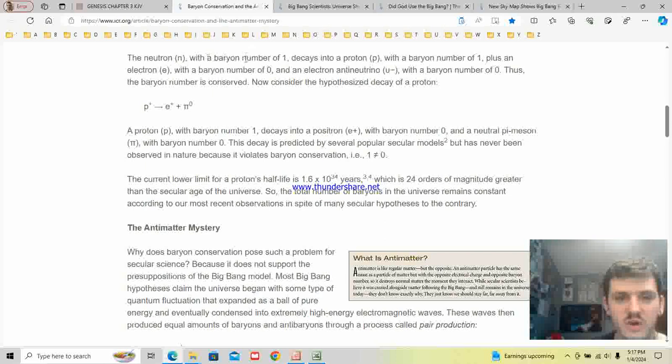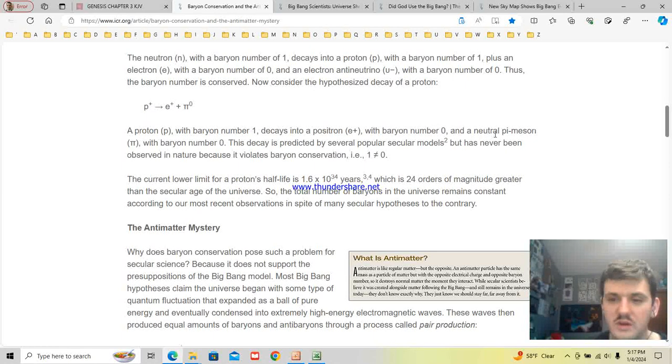The neutron, with a baryon number of 1, decays into a proton, with a baryon number of 1, plus an electron, with a baryon number of 0, and an electron antineutrino, with a baryon number of 0. Thus, the baryon number is conserved. Now consider the decay of a proton.